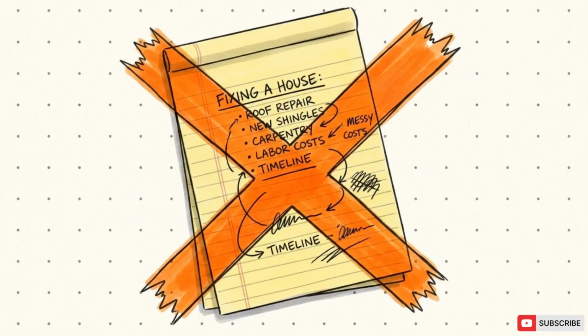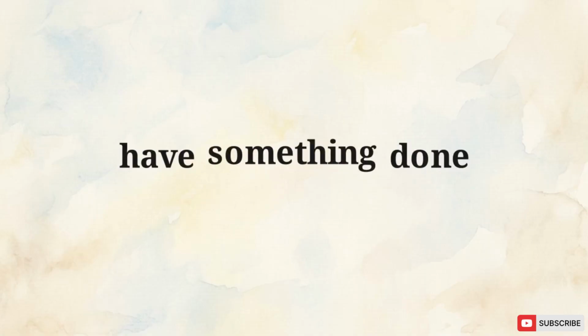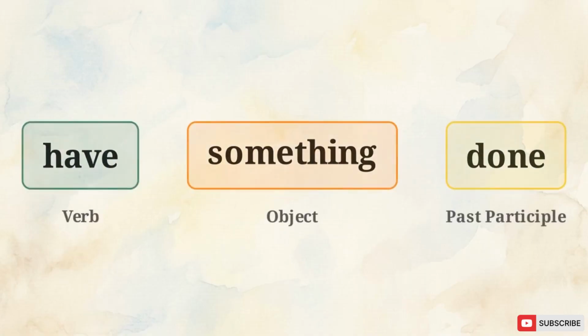If we look at the compare section, it shows us exactly why saying Lisa repaired the roof is a problem. In English, phrasing it that way tells the listener that Lisa climbed up there with a hammer and did the manual labor herself. To accurately describe what actually happened, the language requires a specific structural workaround.